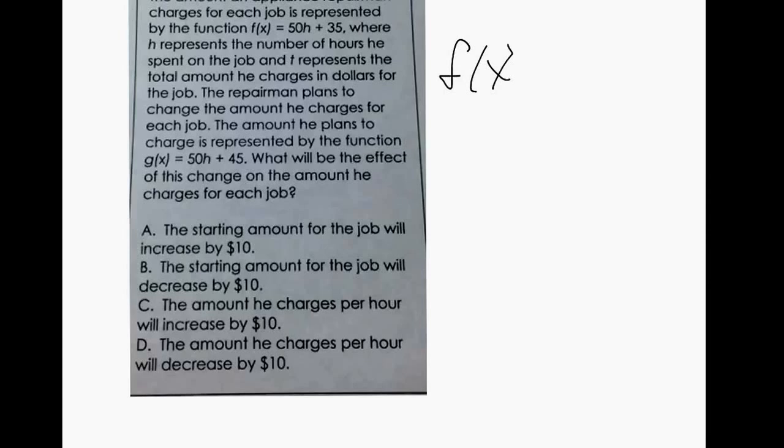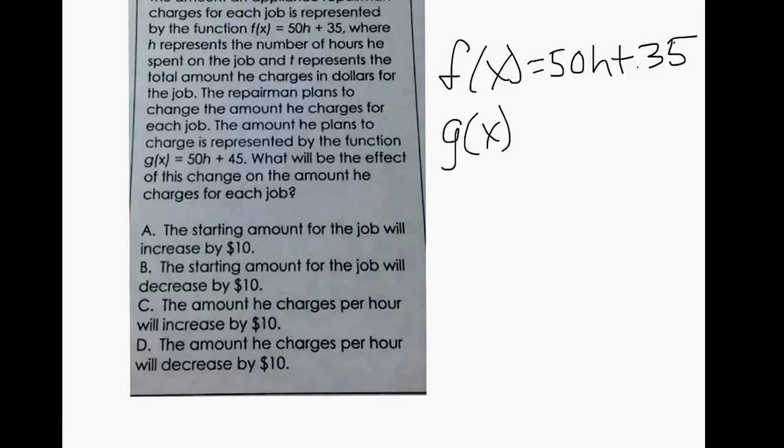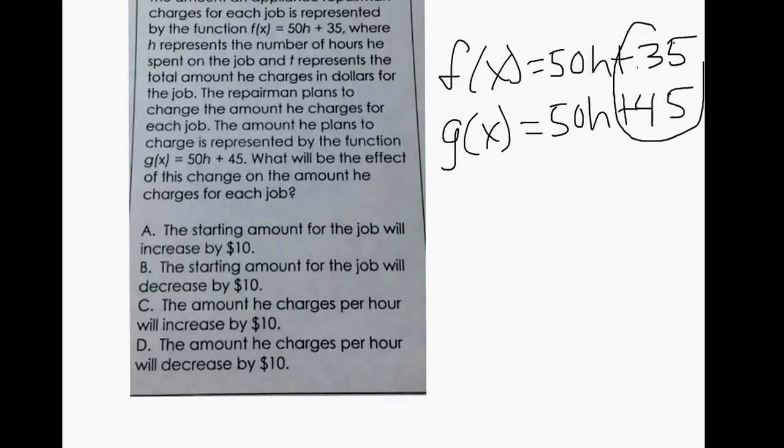So this is what he used to do. And this is what he's going to start doing. Okay. So what we notice is that this number out here changes. So this number is the slope, and it stayed the same. This number is the y-intercept, and it's what changes.